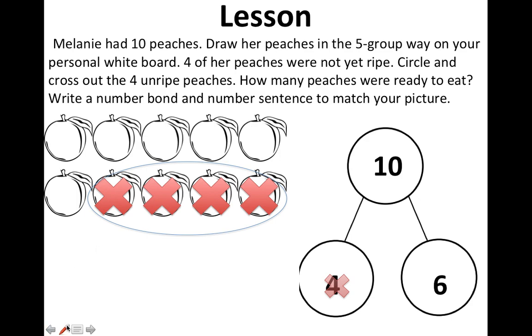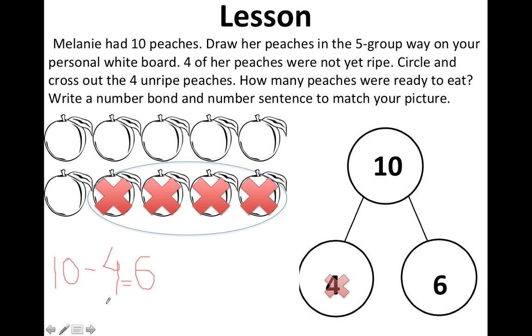So now I have to write a number sentence to match my story, right? So I'm going to start. I have 10, right? Because I had 10. And then I decided to cross and circle 4. So I'm going to do that. And how many are left? 6. So the way it would go is 10 minus 4 equals 6.